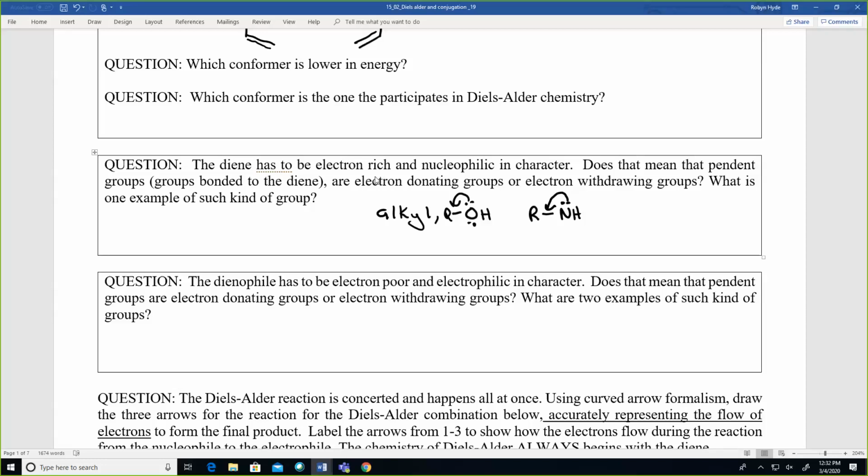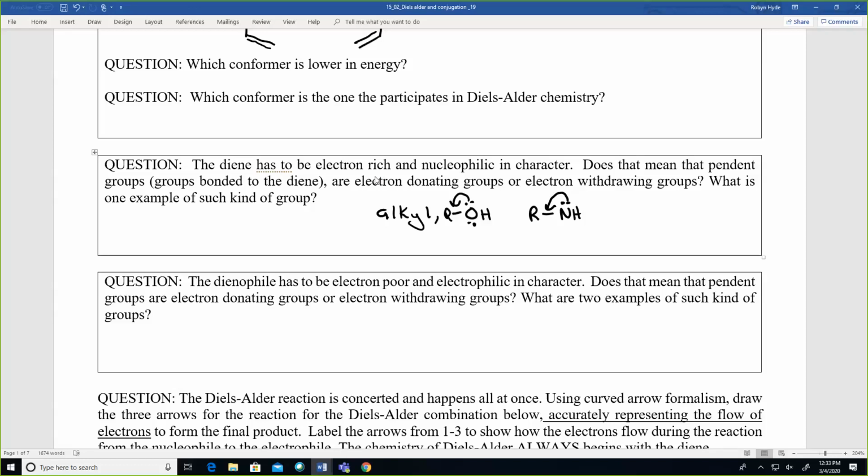So the thing to think about, you're jumping to boat and chair. Remember that at room temperature, we can easily convert between boats and chairs. Yep, it's not locked. Okay, so the next one, dienophiles must be good electrophiles.